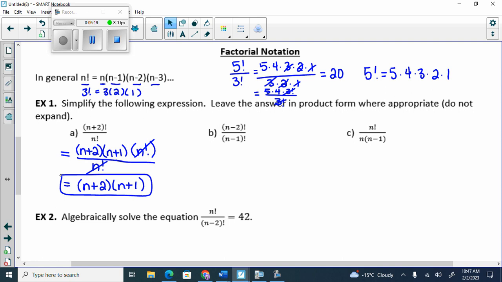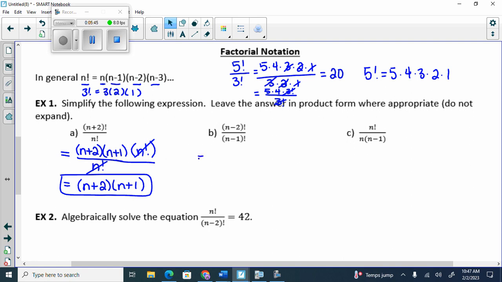So you always have to figure out which is the bigger one, expand it till it matches the smaller one, cancel off. Okay? So if I look at B, which is the bigger one? Well, let's plug in a 4. 4 minus 2 is 2 factorial on the top. 4 minus 1 is 3 factorial on the bottom. So which one's bigger, the top or the bottom? The bottom, technically. So that's what I'm going to expand.